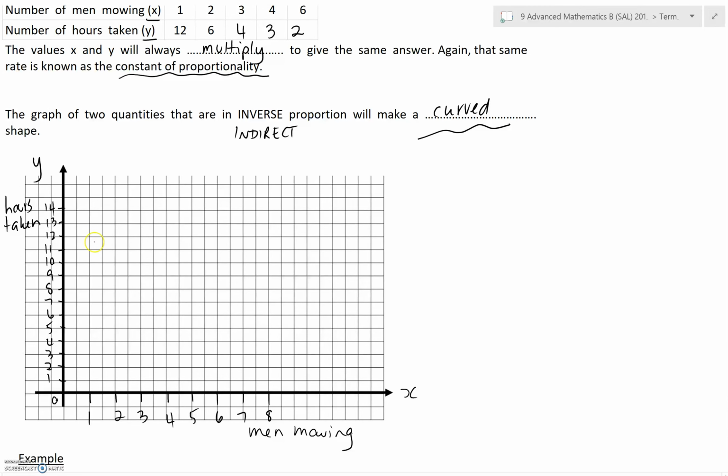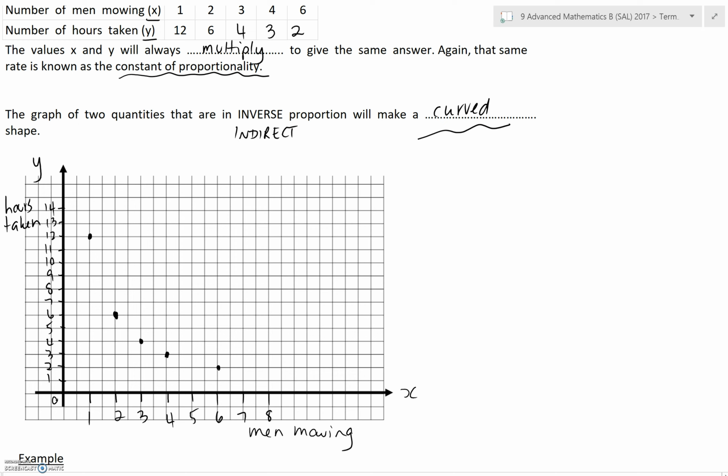So one man mowing takes 12 hours. Two men mowing takes 6 hours. So we can already see it's not going to be linear. 3 men mowing, 4 hours. Our straight line's gone out the window already. 4 men mowing is 3 hours. And 6 men mowing is 2 hours. So there's no way we can turn that into a straight line graph.